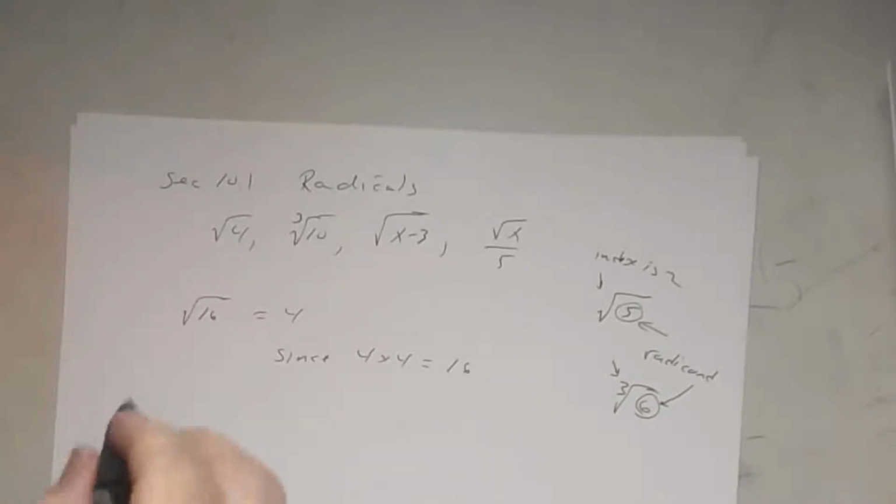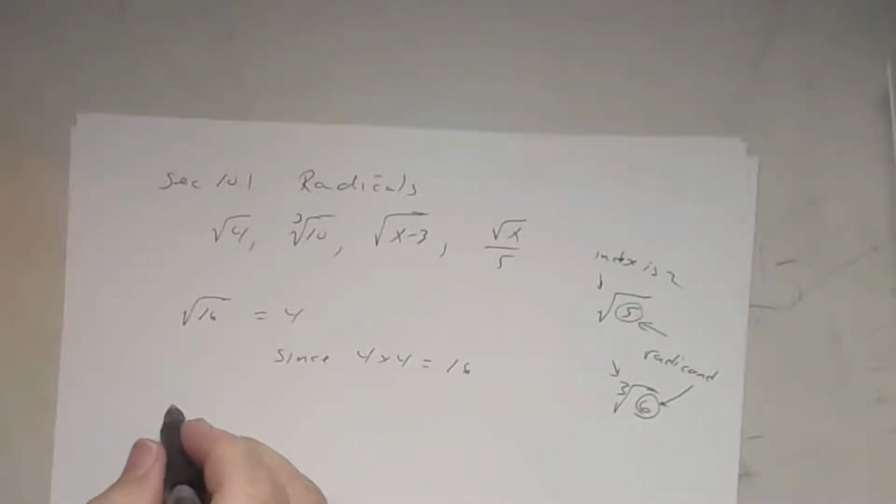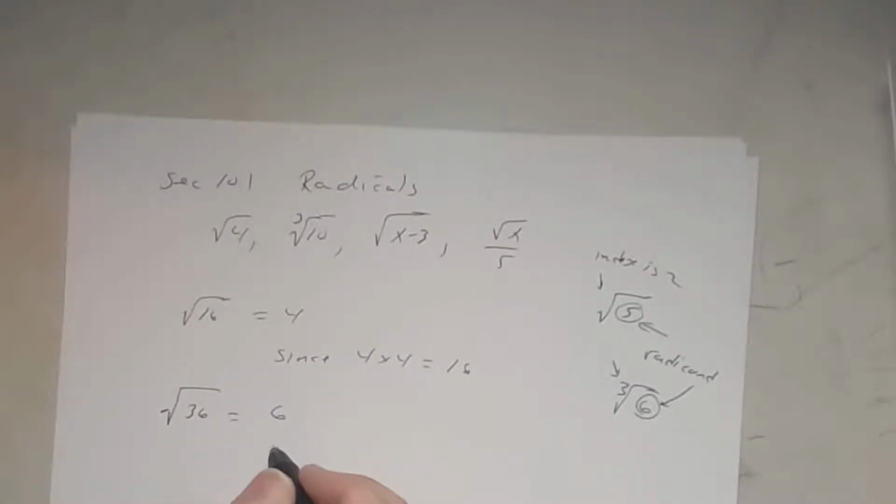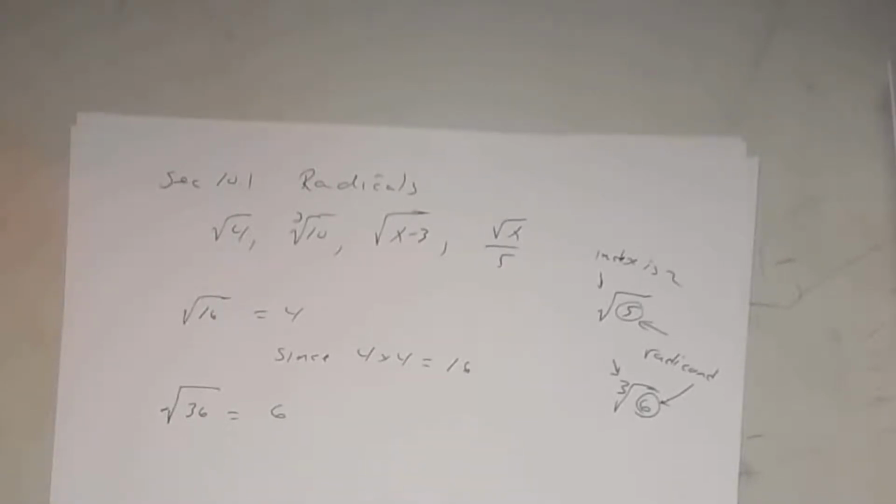Again, if you had the square root of 36, you know the answer is 6 because 6 times 6 is 36. That's the idea you're going to use in this section. In the next section, 10.2, you're going to learn more about the notation. So the first 2 sections are fairly easy, so don't mess that up.